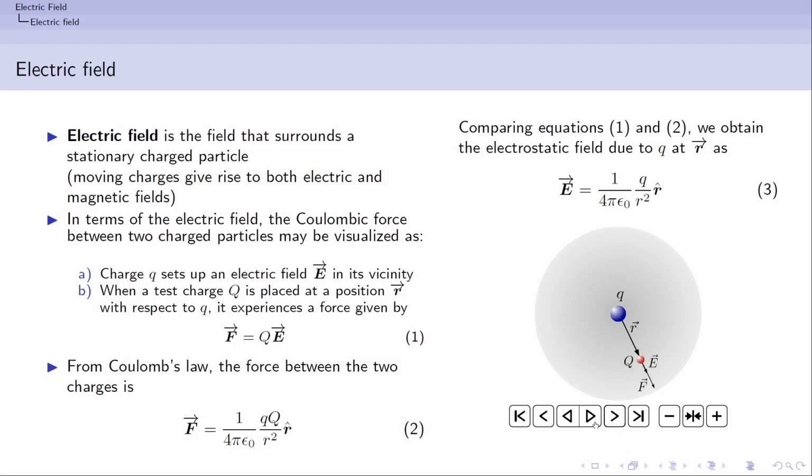So it's the charge at the center which first sets up the electric field, and then when I place another charge over here, it responds to the electric field by experiencing a force.